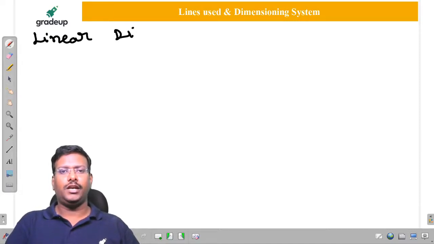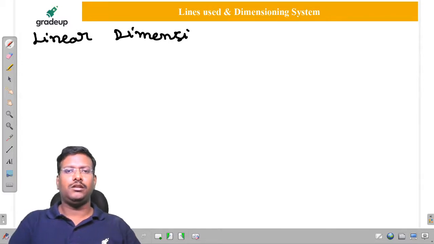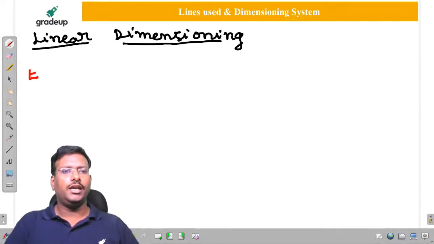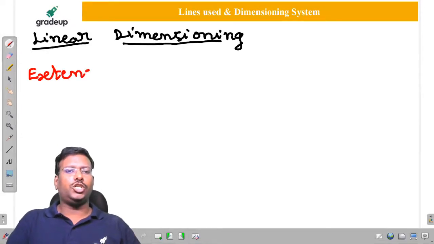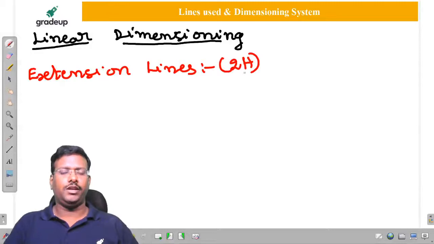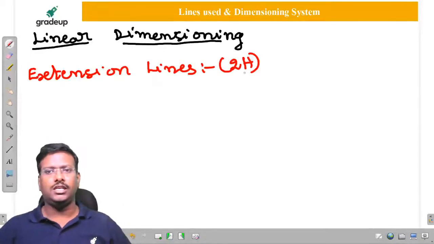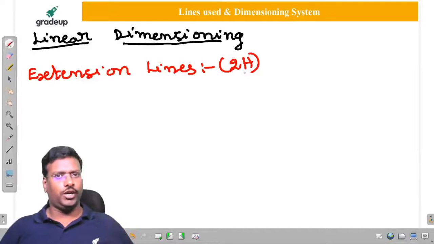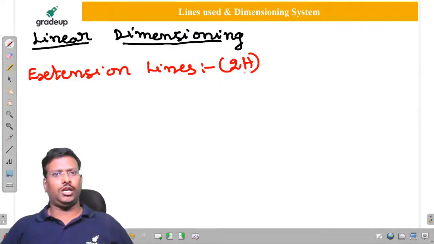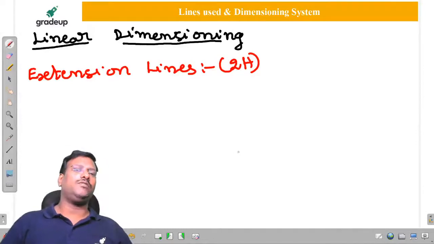In linear dimensioning, what are we going to use? We are going to use extension lines. Sir, how should these extension lines be drawn, with 2H? It is a construction. We are taking the help of these to bring the dimensions outside the drawing. So these are the supporting lines, or construction supporting lines, we can consider. That's why it is with 2H pencil.